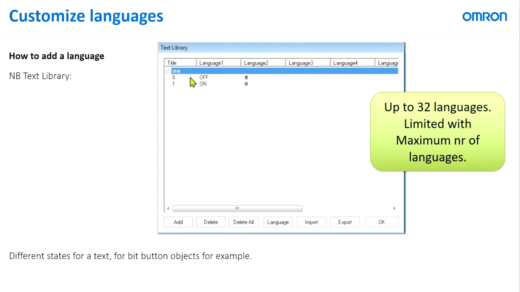And in here we have all the text with all the languages in the columns, and in each column you can manually put the translation of the text for each language. We also have states for each text. So for example, for using a text in a button, you can put a text for the off status and a text for the on status.